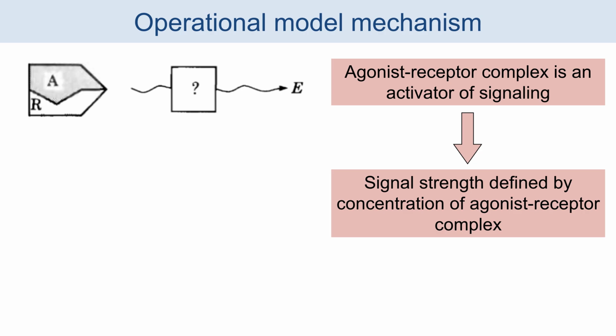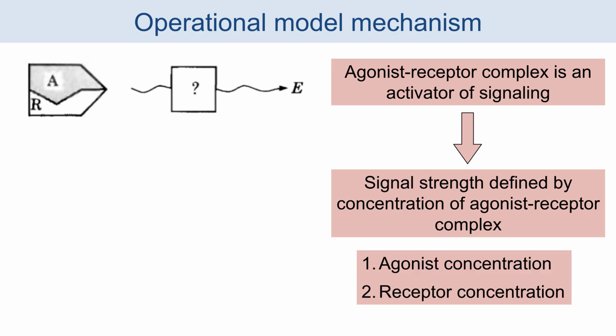The strength of the signal is dependent on the concentration of the agonist-receptor complex. The more of the agonist-receptor complex we have, the stronger the activation of signaling. This makes sense intuitively, I think. This assumption has in turn another important consequence. The concentration of the complex is dependent on two things: the concentration of the agonist and also the concentration of the receptor. Again, this makes sense.